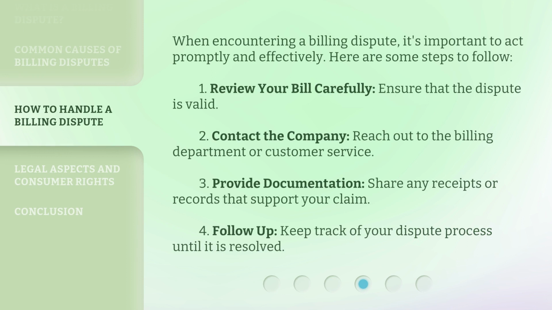When encountering a billing dispute, it's important to act promptly and effectively. Here are some steps to follow. 1. Review your bill carefully. Ensure that the dispute is valid. 2. Contact the company. Reach out to the billing department or customer service. 3. Provide documentation. Share any receipts or records that support your claim. 4. Follow up. Keep track of your dispute process until it is resolved.